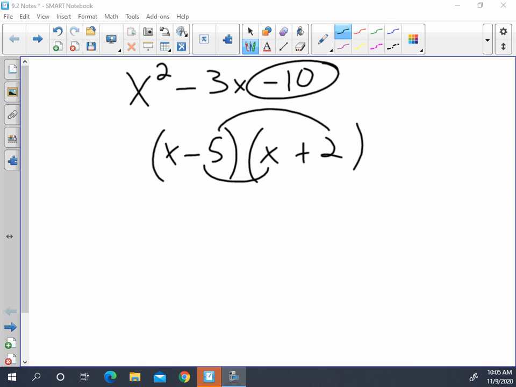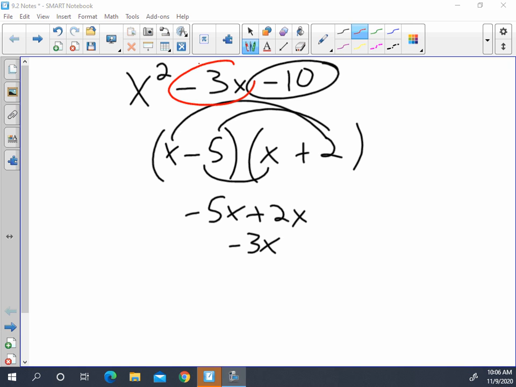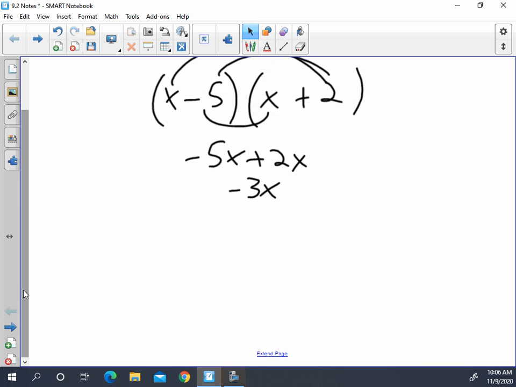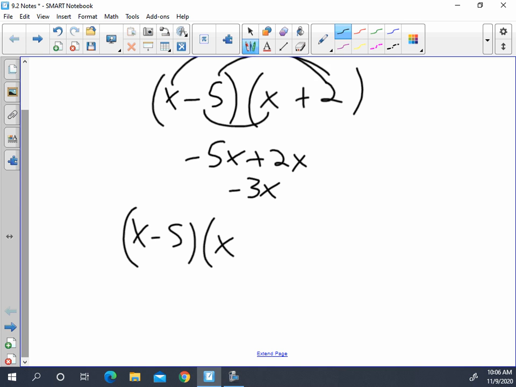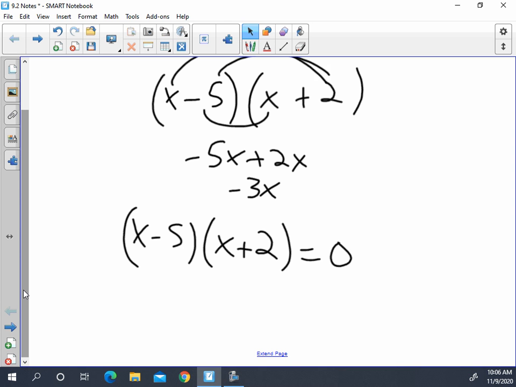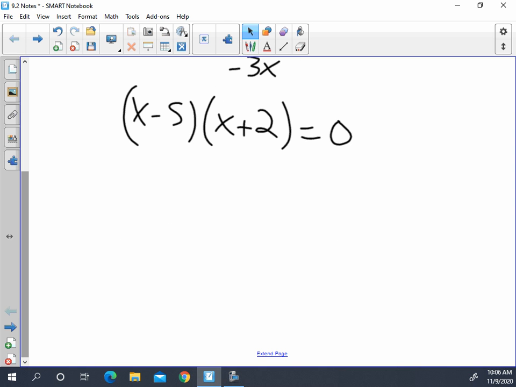And we got negative 5x plus 2x to give us negative 3x. Okay, right here in the middle, negative 3x. Okay, when we solve these, we had x minus 5, x plus 2. And then we had another thing in chapter 7 where we set them equal to 0. Right, and this hopefully is jogging back your memory.